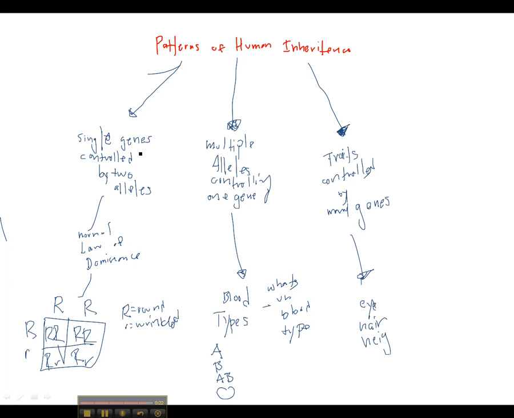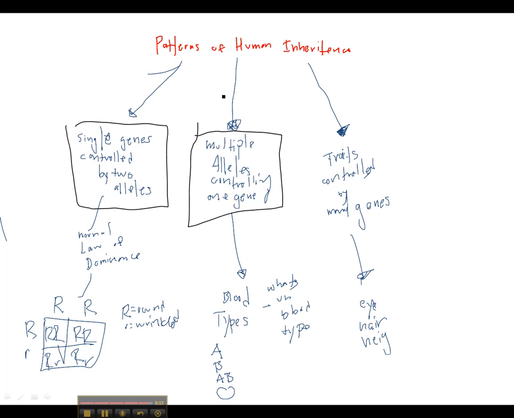Many different genes control your eye color, your hair. Okay? So remember, the three things we went over are single genes controlled by two alleles. Then we had multiple alleles controlling one gene, which would be like blood typing. And if you think about that, it's actually multiple alleles. Okay, you just got to get that into your mind. Okay, it's kind of hard.